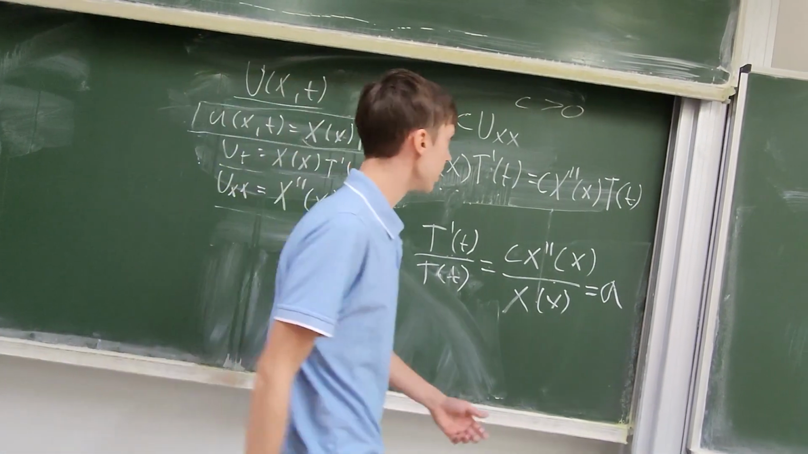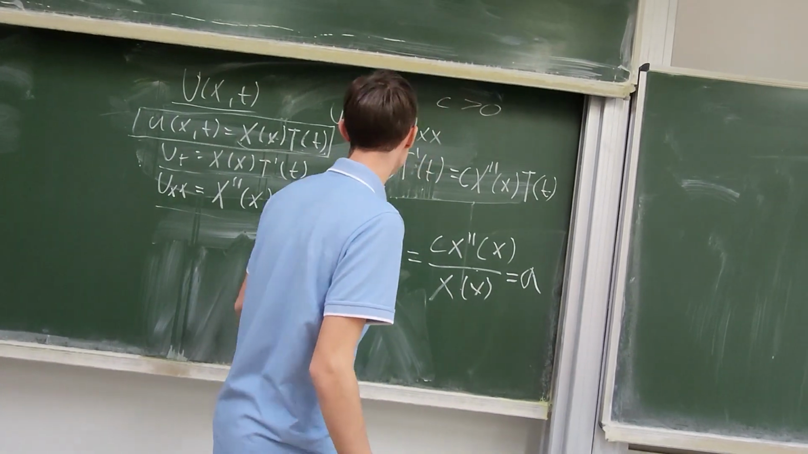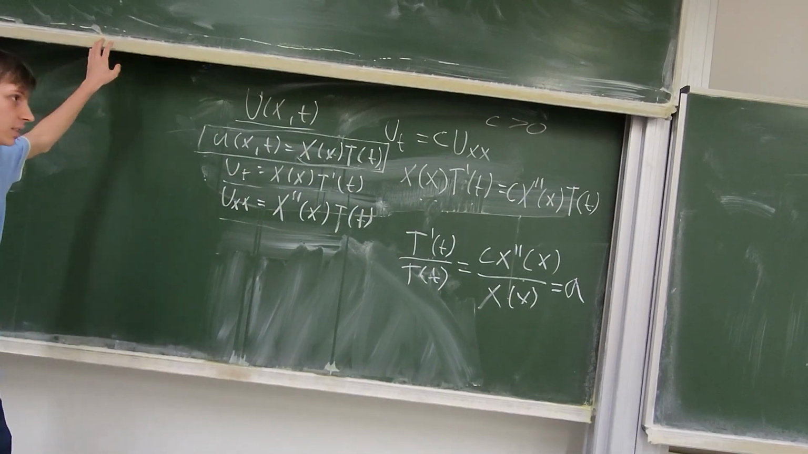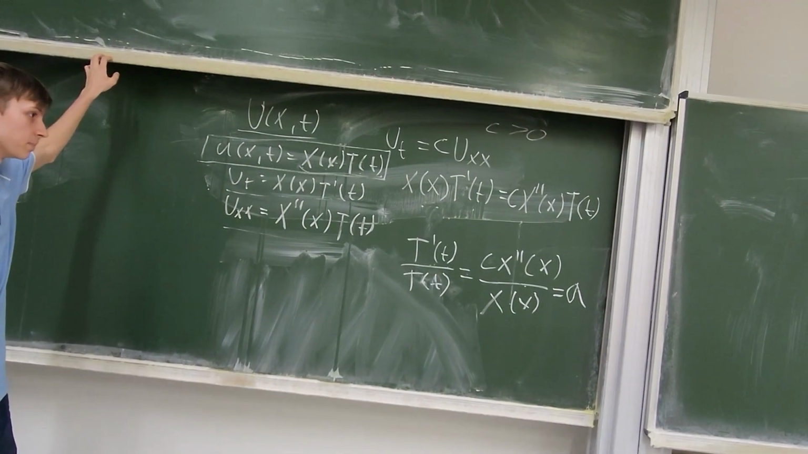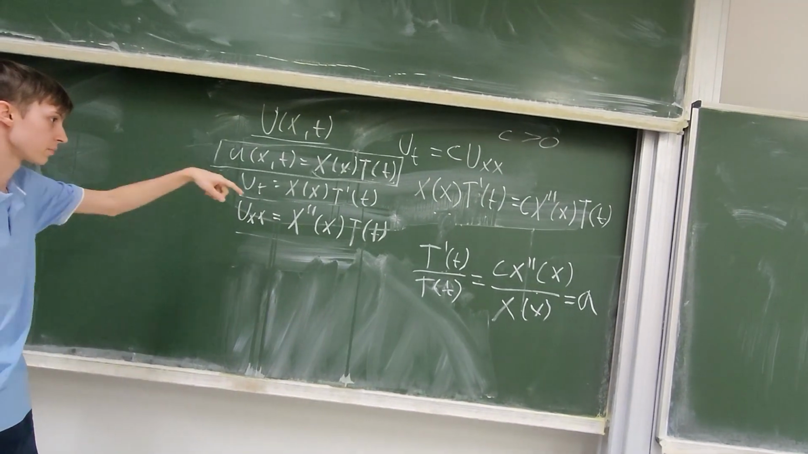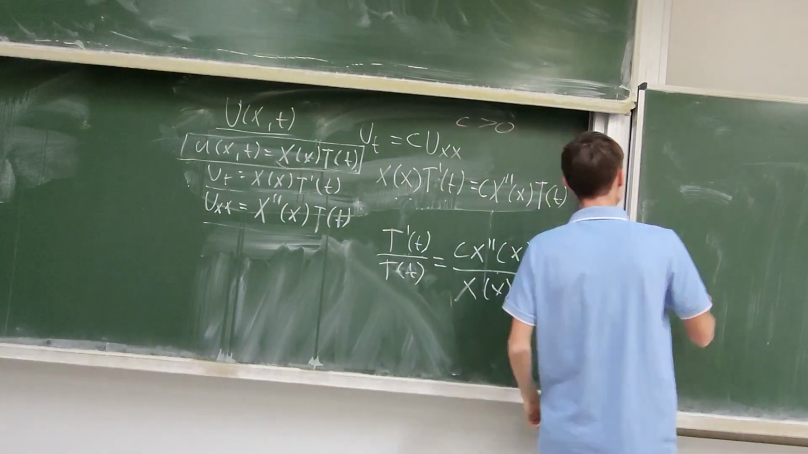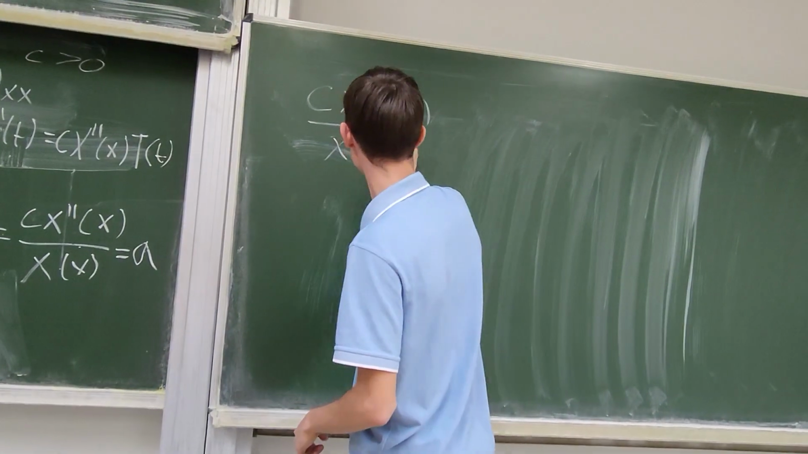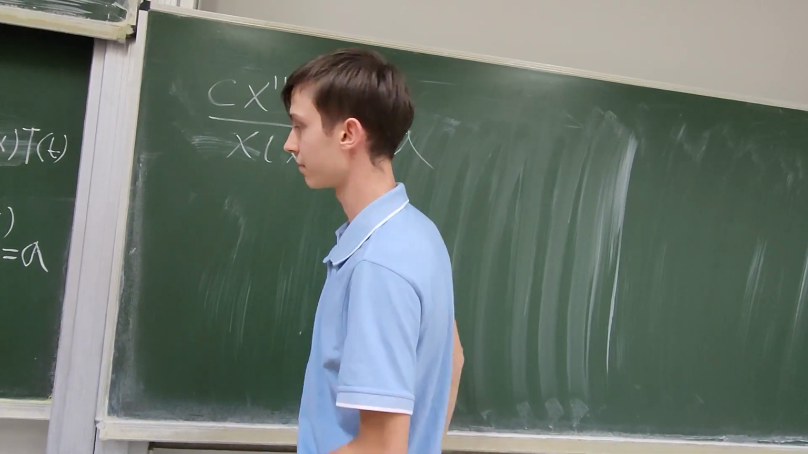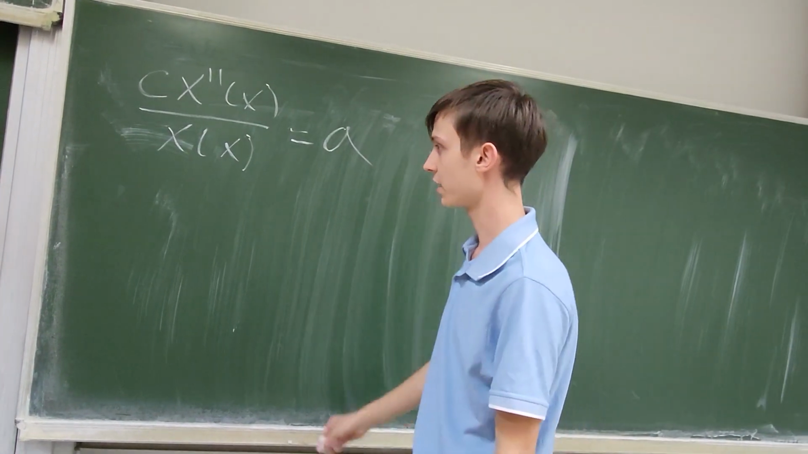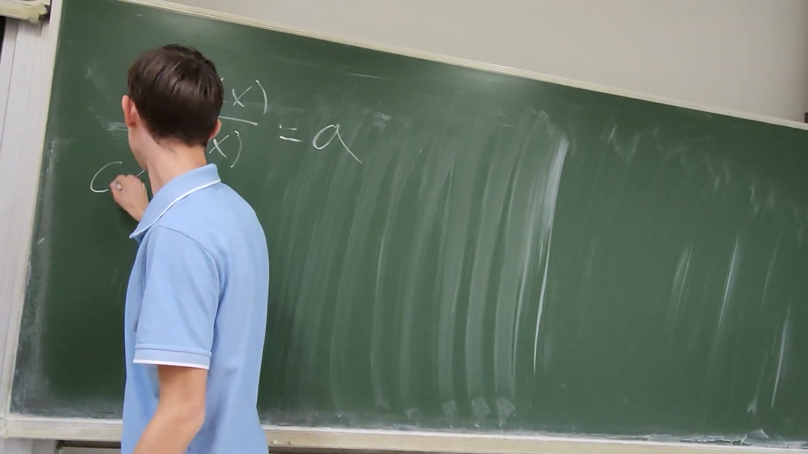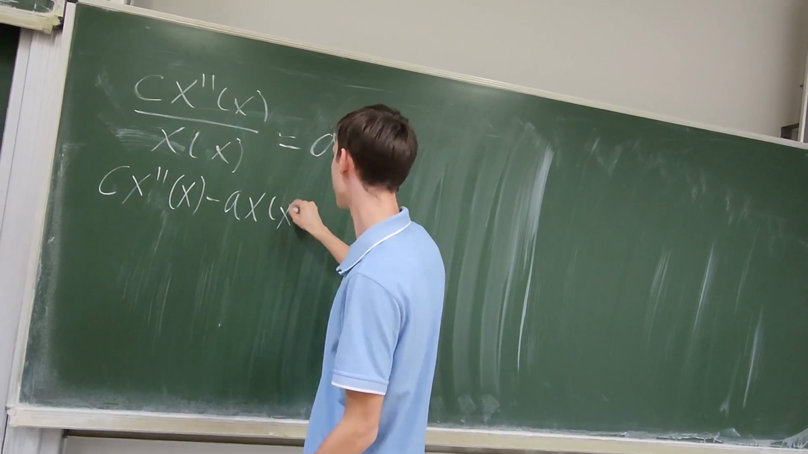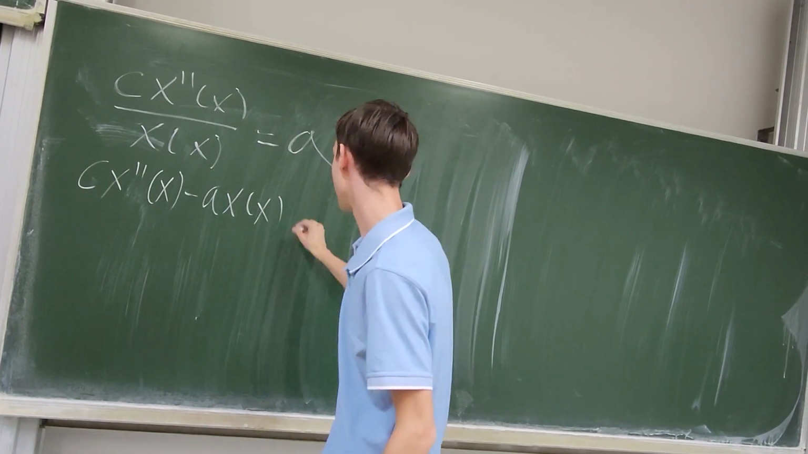Alright, so the next step here is to do for x, and the point is we have this c x double prime of x over x of x, also equaling this a. Now again, one equation the same way: c x double prime of x minus a x of x. I'm playing the game with the c, just leaving it there as it is.